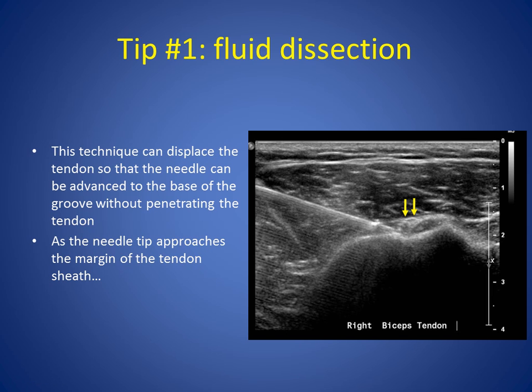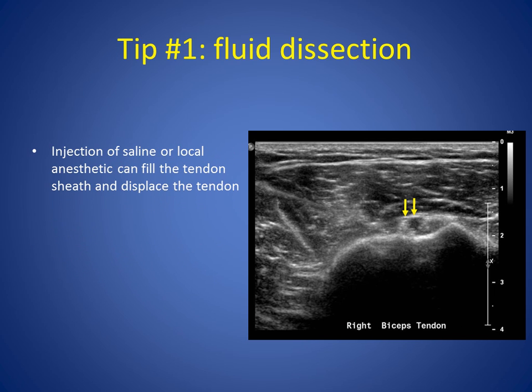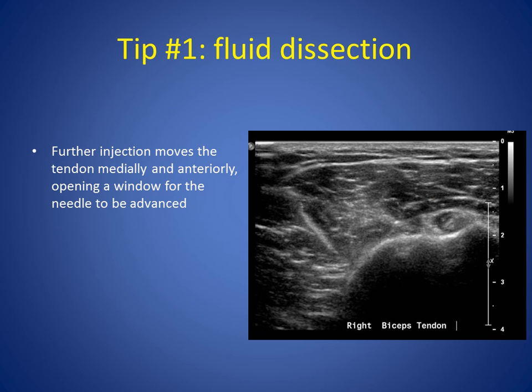So here's one tip that I have found useful, and this is called fluid dissection. This technique will allow you to displace that tendon out of the way of the needle so you don't skewer the tendon. And so what you do in this situation is you place the needle right up adjacent to the edge of the bicipital groove, and as you test inject, you see that not only am I filling the bicipital groove, but I'm actually displacing the tendon away from my needle tip.